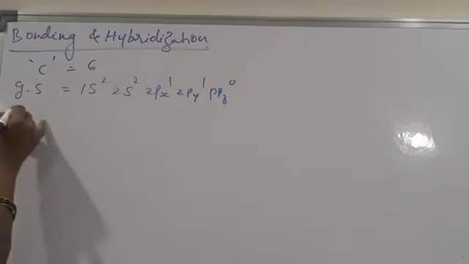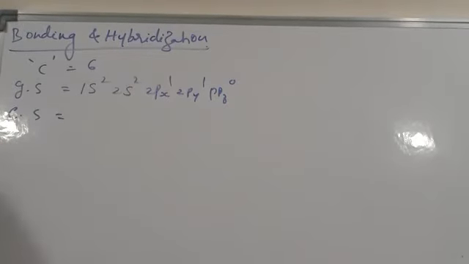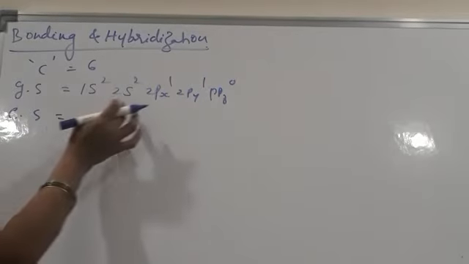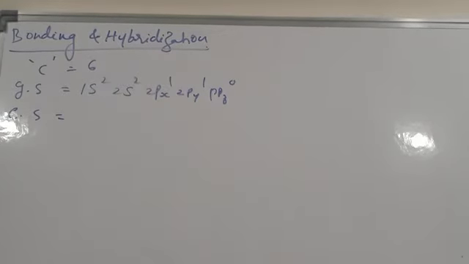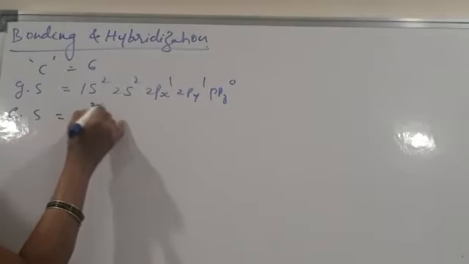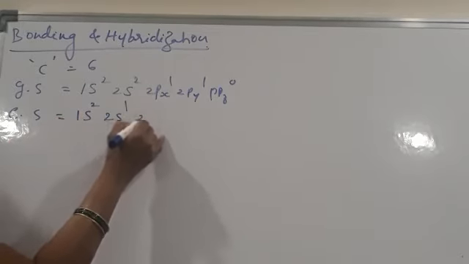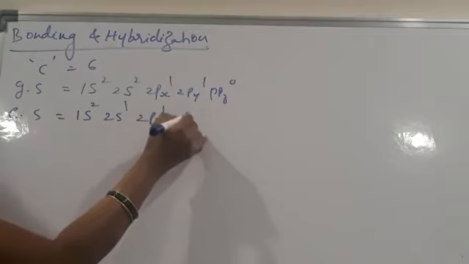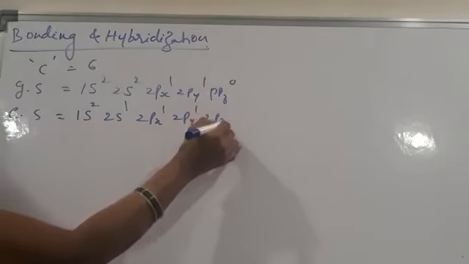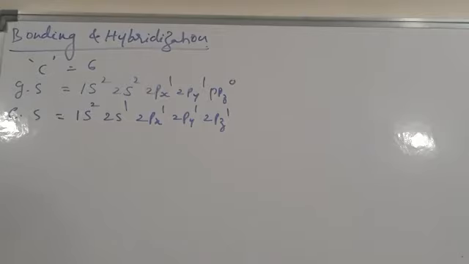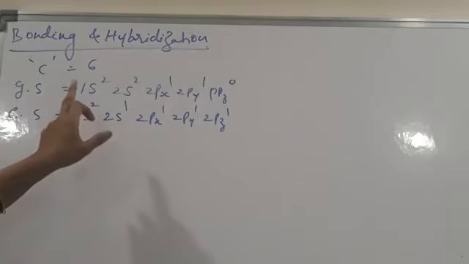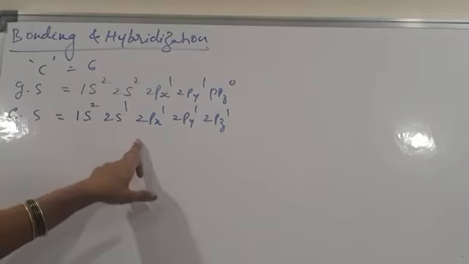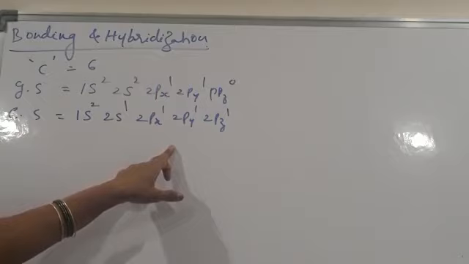Then, in excited state, one of the s electrons excites into a p orbital. So, in excited state, its electronic configuration is 1s2, 2s1, 2px1, 2py1, 2pz1. So, in excited state, the electronic configuration of carbon is 1s2, 2s1, 2px1, 2py1, 2pz1.